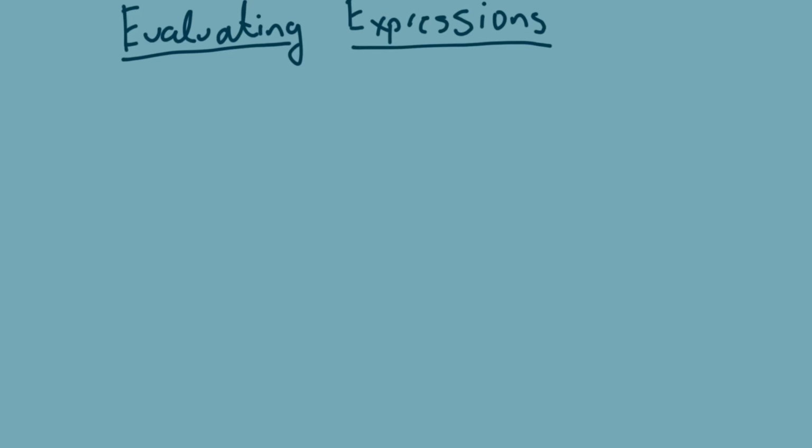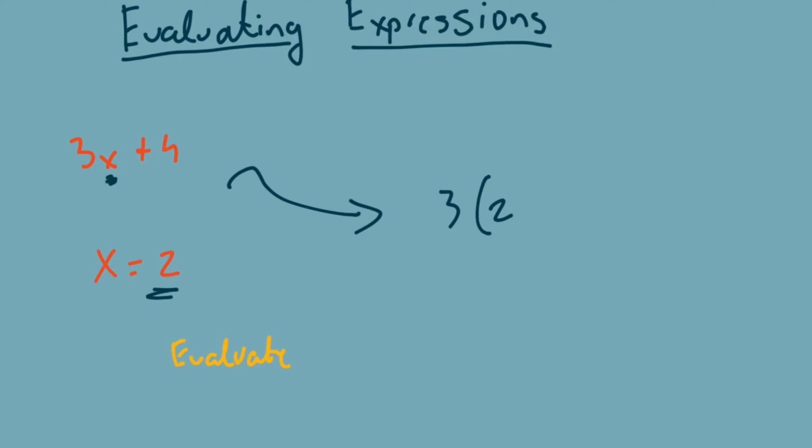That's it. Now let's try evaluating expressions with the given values. So we have 3x plus 4, and they give us that x is equal to 2. Evaluate. So first off, let's plug in the 2 for the x in here. So this will be 3 times 2 plus 4. So let's just move this down. This will be 6 plus 4, and that is equal to 10.